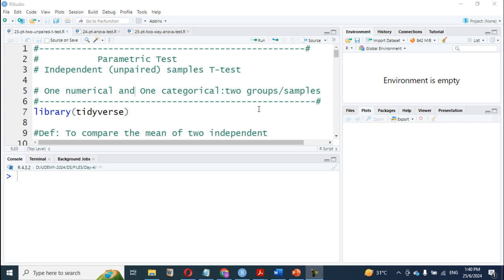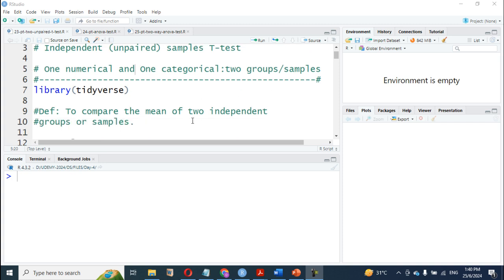Unpaired is different from paired. We just finished the paired sample test in our last class. So in this section, we want to look at some unpaired sample tests, which focus on one numerical and one categorical variable, and which must have two groups only. Don't forget, two groups, and these groups are independent groups.